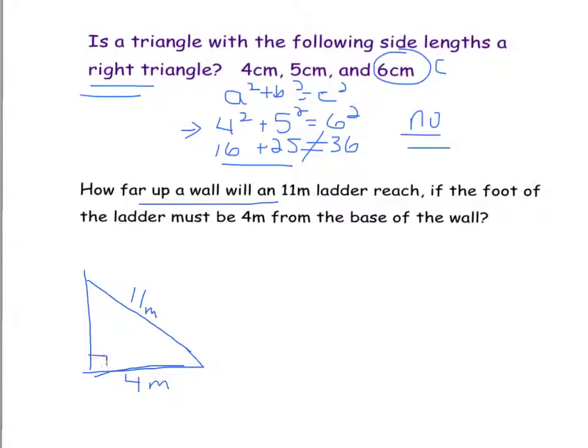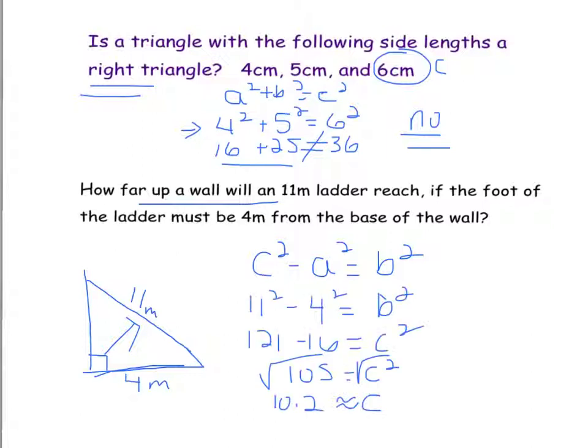So now here's my right angle. I'm given the hypotenuse. Since I'm given the hypotenuse, I'm going to subtract. Now pause it and see if you get the same thing I do. Pause, finish this problem, and see if you can complete it.